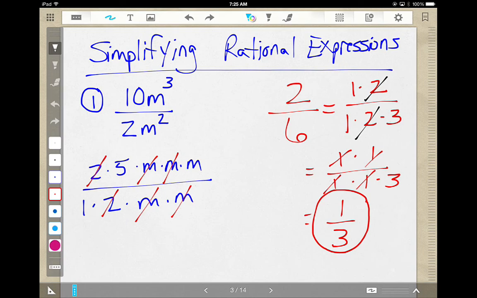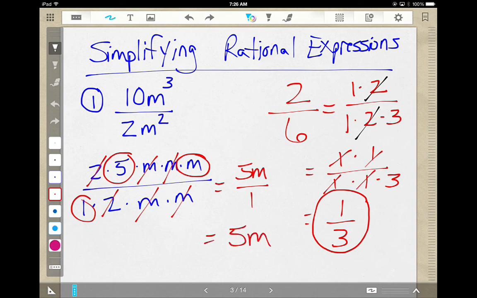So all I'm left with on the top is this 5 and 1m, and all I'm left with on the bottom is 1. So this would be the same thing as 5m over 1. And if you get a 1 in the denominator, we don't need it there. So this would be 5m. And that's how we're going to simplify rational expressions. Think fractions.